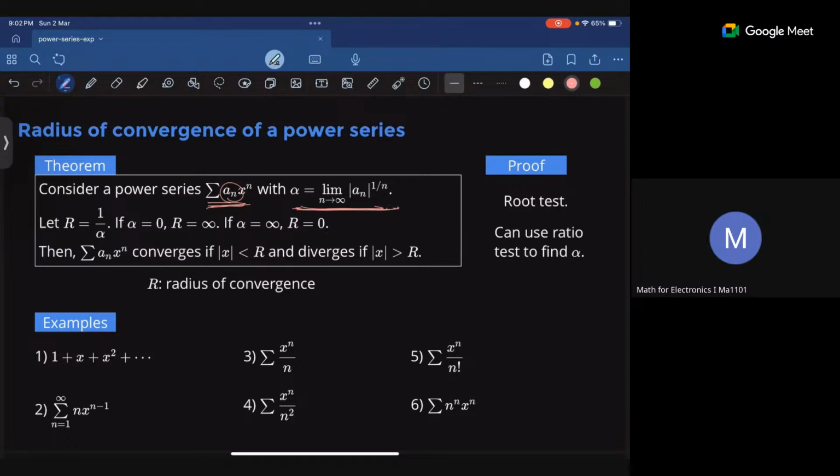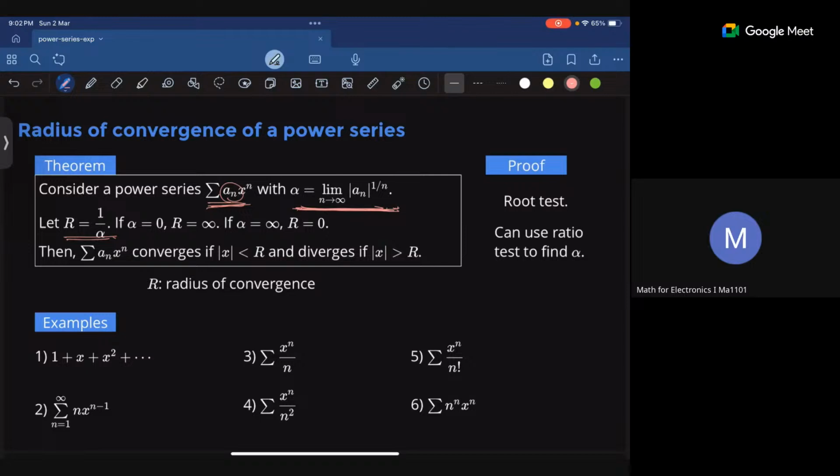So what this radius of convergence is: you compute this limit, and whatever the limit value you get, you just reciprocate. You just do 1 by that limit value, which will give you the radius of convergence. And if you have the radius of convergence as 1 by alpha, you can see that if alpha is 0, then R is infinite. If alpha is infinite, R is 0.